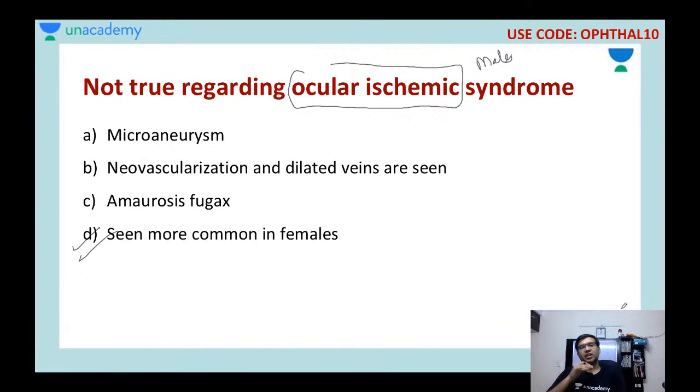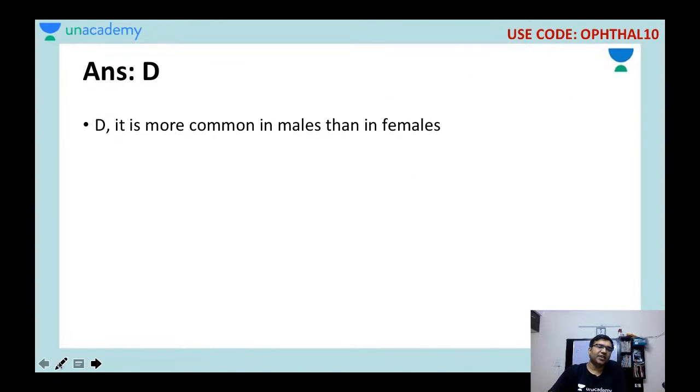What is the ocular ischemic syndrome? It is basically a vaso-occlusive pathology. What I mean is that the patient has the ophthalmic artery, which goes and supplies the blood to the eyeball, basically getting occluded.